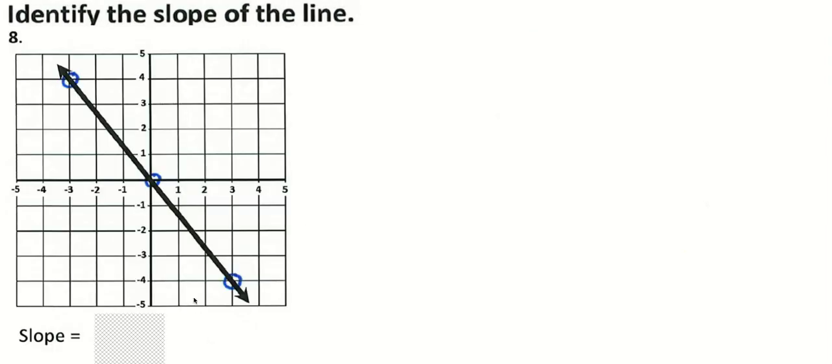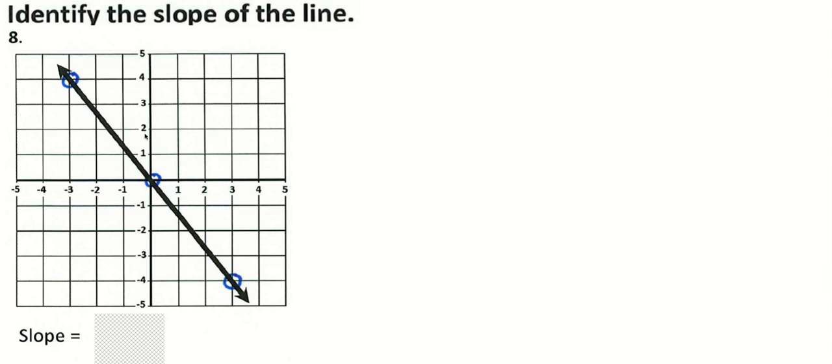And then the rest of this, I believe, is about section 4.1 with slope. So you first want to identify nice points for counting your rise and your run. So here's 3 nice points. You just got to pick 2 of these 3.